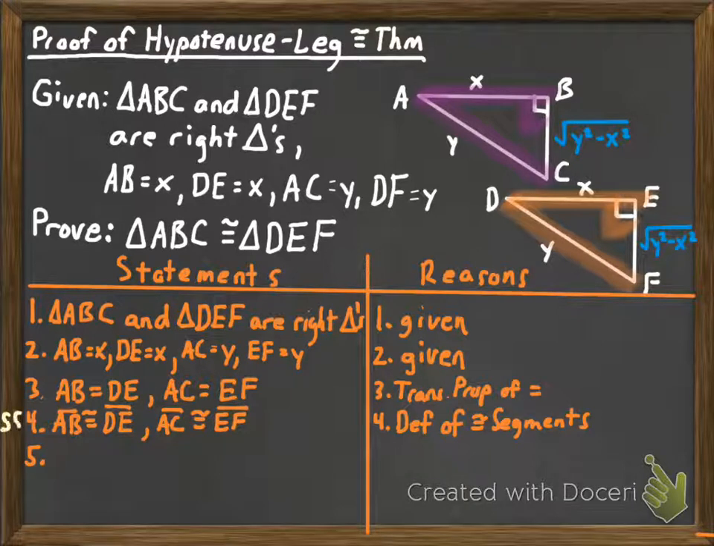Now, in terms of our checklist of where we are on the proof, we just proved that two pairs of sides are congruent to one another, so I'll put an SS there. We still need to show that the other pairs of sides are congruent, and we'll do that this way. We found out that BC and EF are each this distance right here, using the Pythagorean theorem.